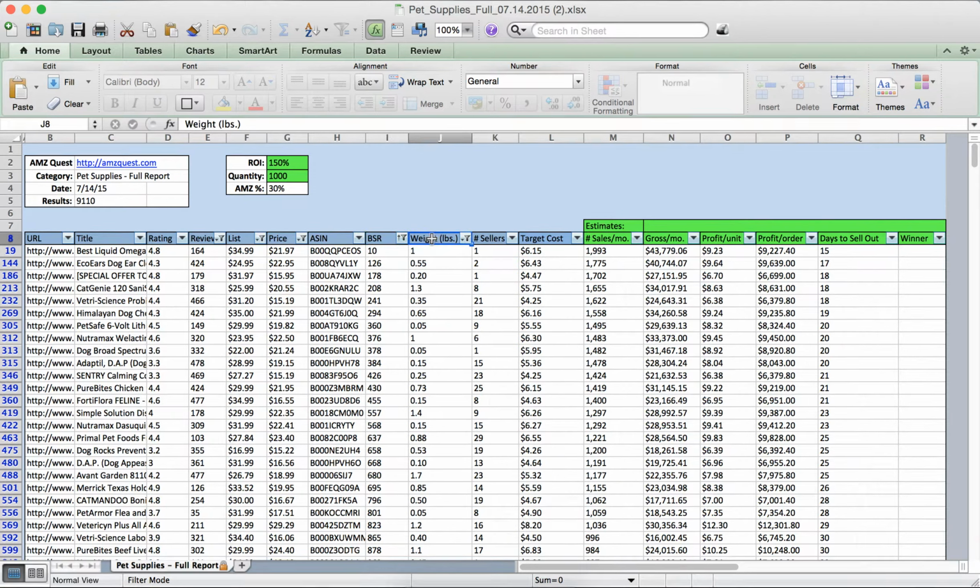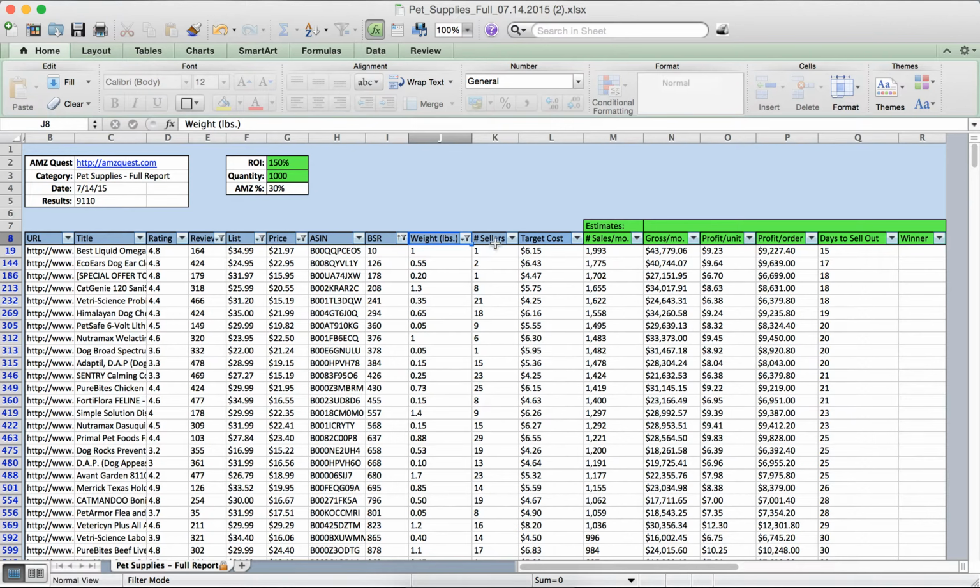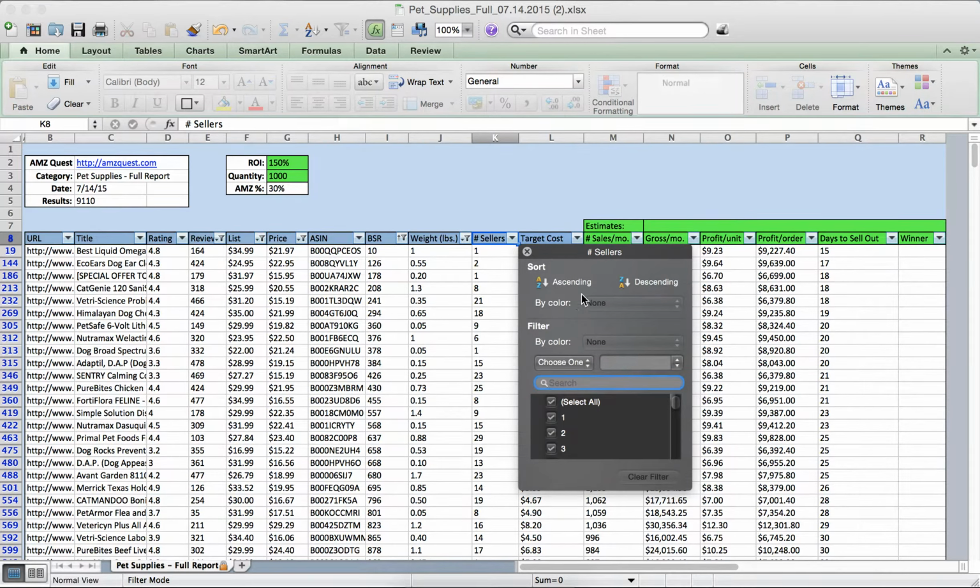Moving on to weight, I don't want to be shipping heavy, bulky items, so I set my weight requirement to less than or equal to 2 pounds. And lastly, with number of sellers, there's arguments for and against competing in the same realm of Amazon if they're selling a similar product. For me personally, it makes no difference. Whether it's just one private labeler or more than one, it just doesn't matter to me. So I actually do not set a filter here.